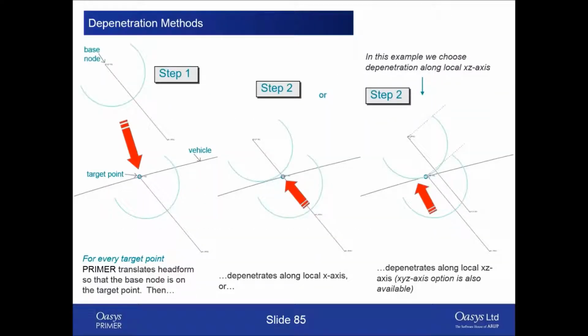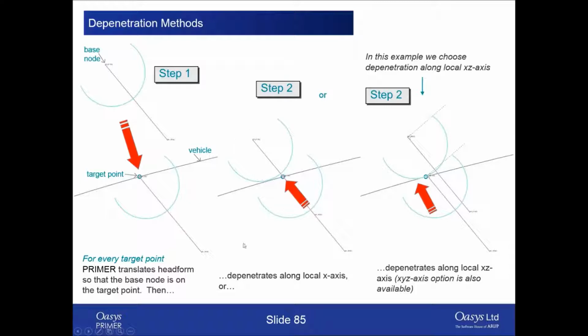So this is just showing the depenetration method. Here we have step 1. Let's say we've got our impactor up here. This dark blue line represents the vehicle, so the bonnet surface in this case. Primer takes the impactor and moves it from its stock position to the target position. As you can see, it's sticking through the bonnet there. And the next point, it will then depenetrate.